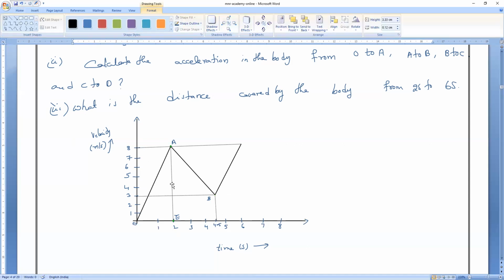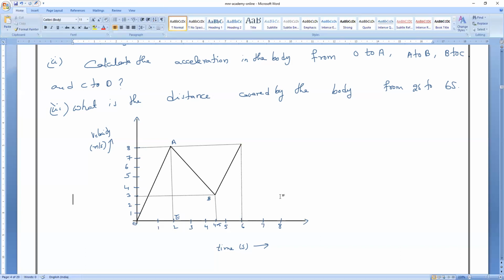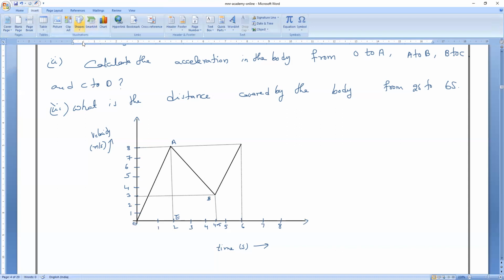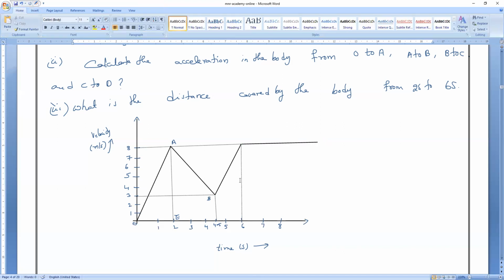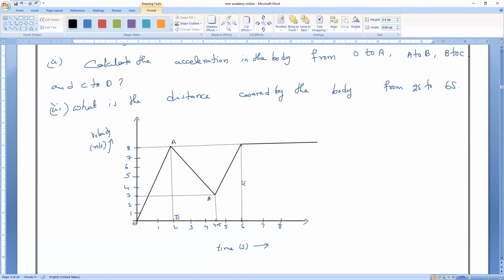Okay. Mari, are you able to draw? Yes, sir. At 6. Next. It becomes a straight line. Up to 8 seconds. Of course, I can draw and complete the graph.